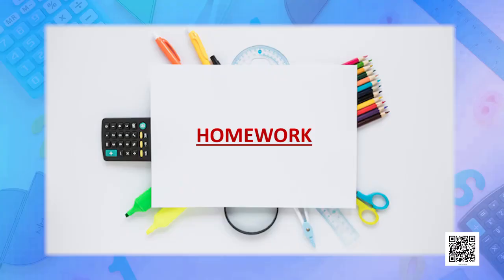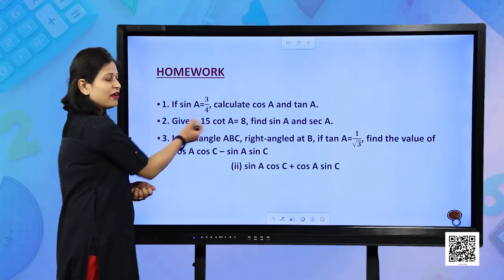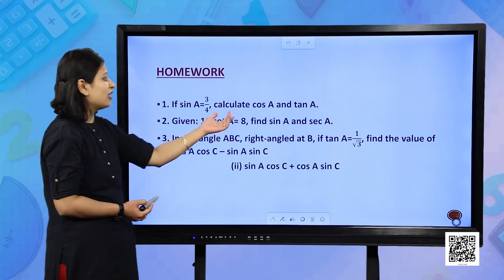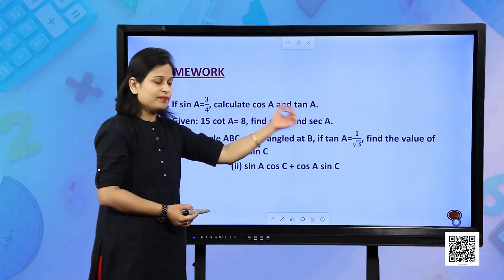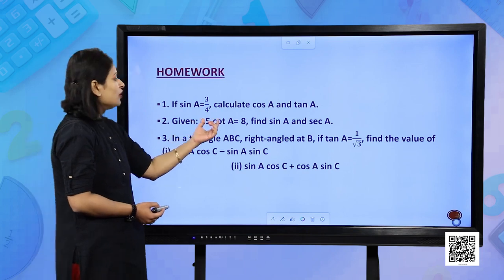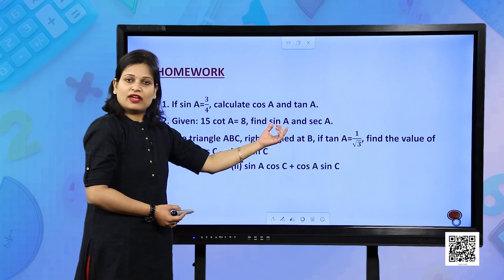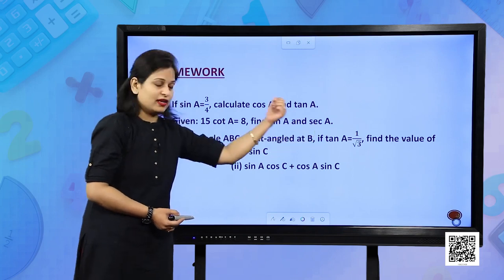Now, let us take up the questions for your homework. Question number 1, if sin A is 3 by 4, you have to calculate the value of cos A and tan A. Question number 2, we are given 15 cot A is equal to 8. You need to simply find out the value of sin A and secant A.